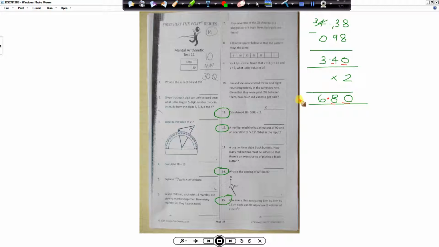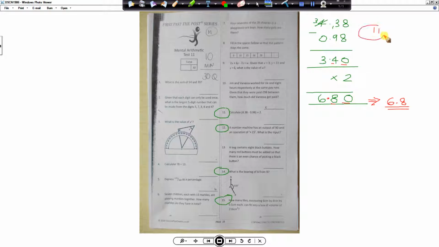6.80 for number 11. Now, 6.80 is the same as 6.8 if you simplify it, but if you write 6.80, it is not wrong. It's still equivalent. Okay, that's number 11.